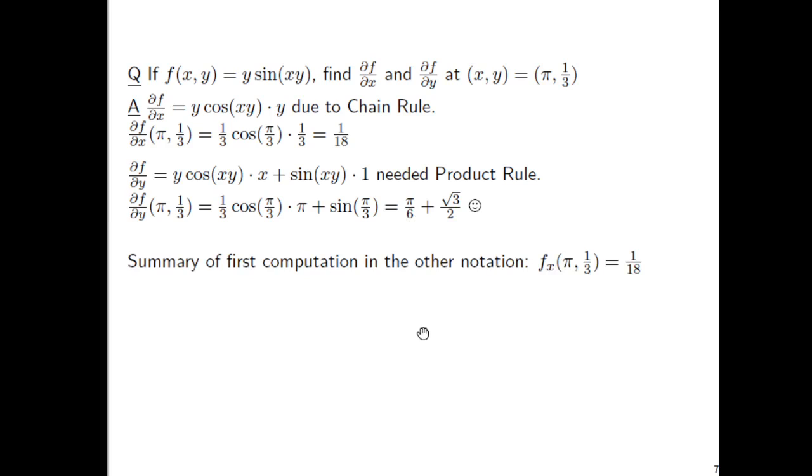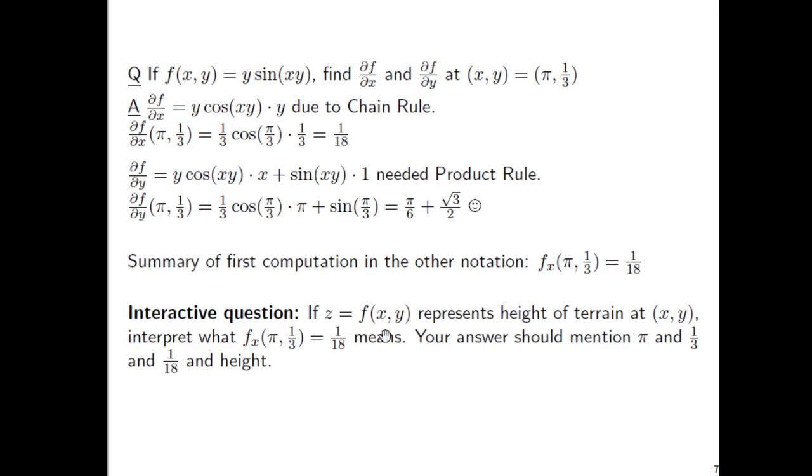So the summary of the first computation, in the other notation, instead of df over dx, we could write this as f sub x of pi comma 1/3, and that's going to be 1/18th, just skipping all the work in the middle. Okay, interactive question. If z equals f of x comma y, and let's say this represents the height of terrain at latitude, longitude, xy, I want you to interpret what f sub x of pi comma 1/3 equals 1/18th means.